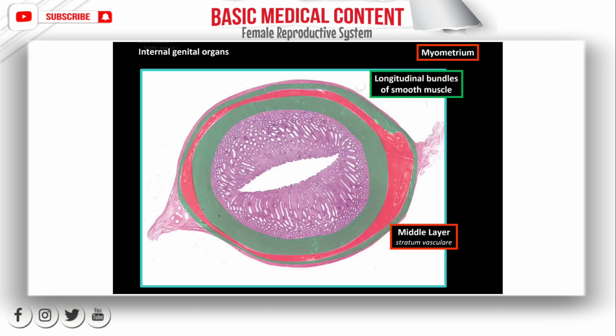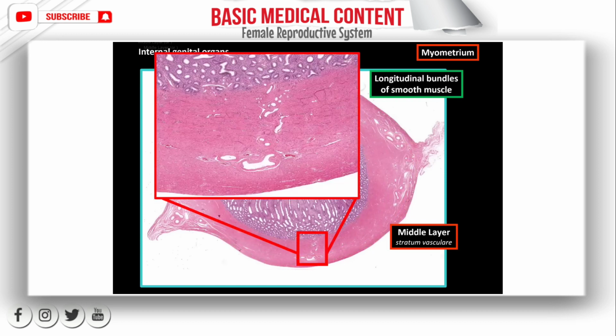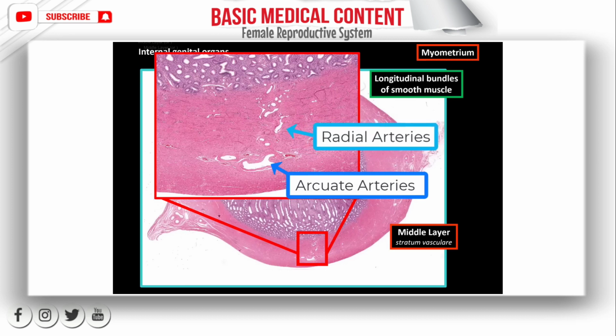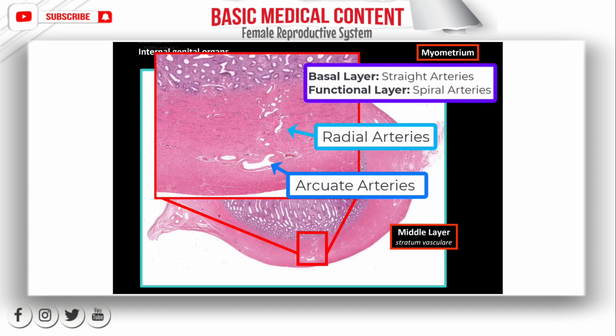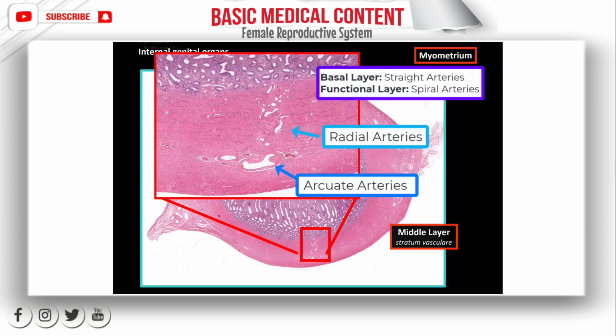with numerous blood vessels. Now, the uterus contains a unique system of blood vessels that undergo marked changes during menstrual cycles. It contains arcuate arteries, which encircles the uterus in the myometrium. Arcuate arteries branch off as radial arteries that ascend into the endometrium. The radial arteries give off straight arteries, which supply the basal layer, and spiral arteries, which pass through the basal layer and supply the functional layer.